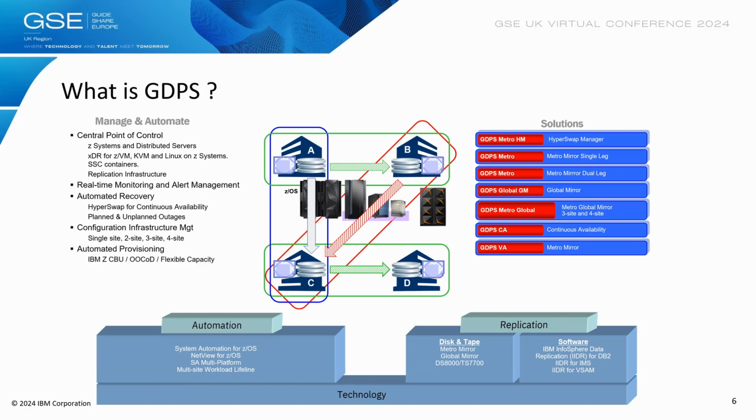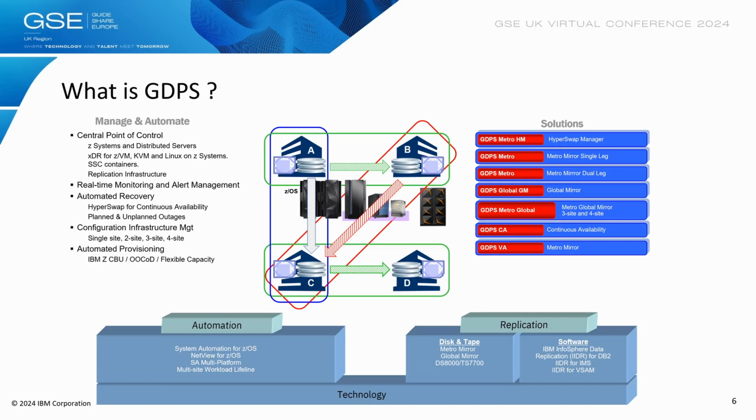Then the next one in the list here, GDPS Metro Dual Leg, offers the same continuous availability and disaster recovery capabilities across 2 sites within a metro region, but allows you to manage 3 synchronous copies of data when GDPS Metro Single Leg only allows you to manage 2. In terms of RPO and RTO objectives, it offers the same capabilities.